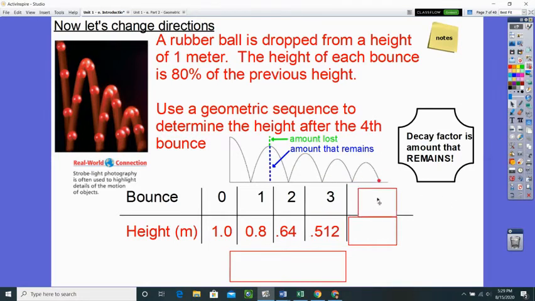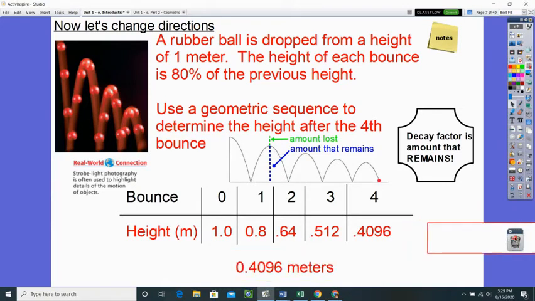So if we come to the third bounce, it would have been 0.512 multiplied by 0.8, and that fourth bounce will be 0.4096 of a meter, less than half a meter.